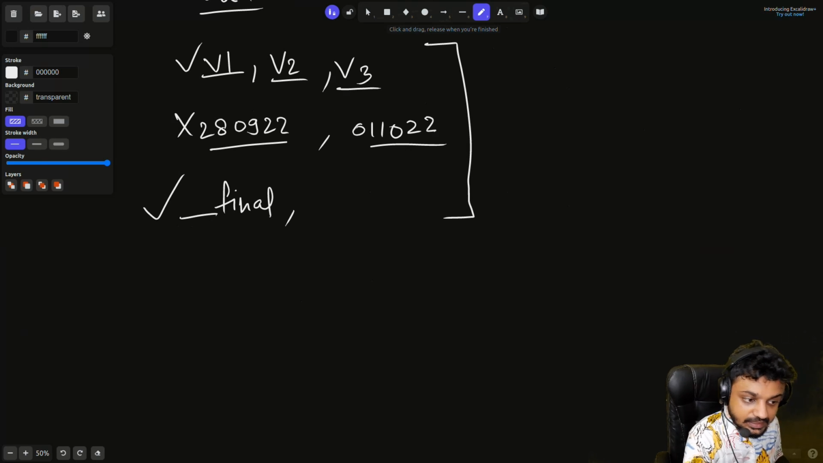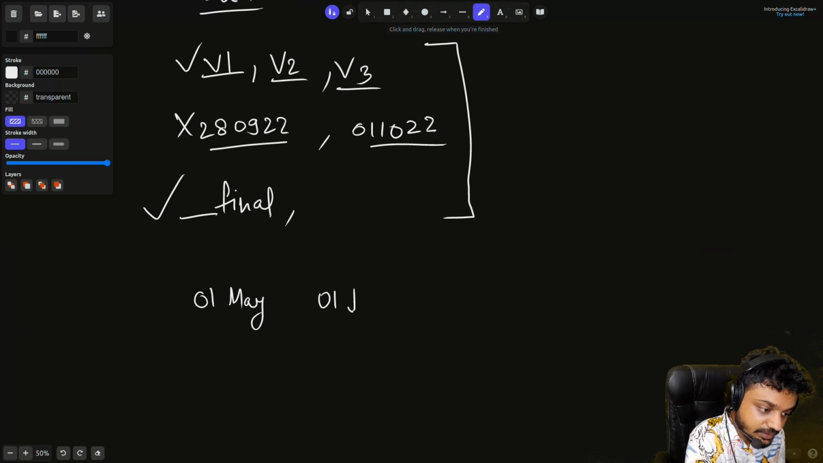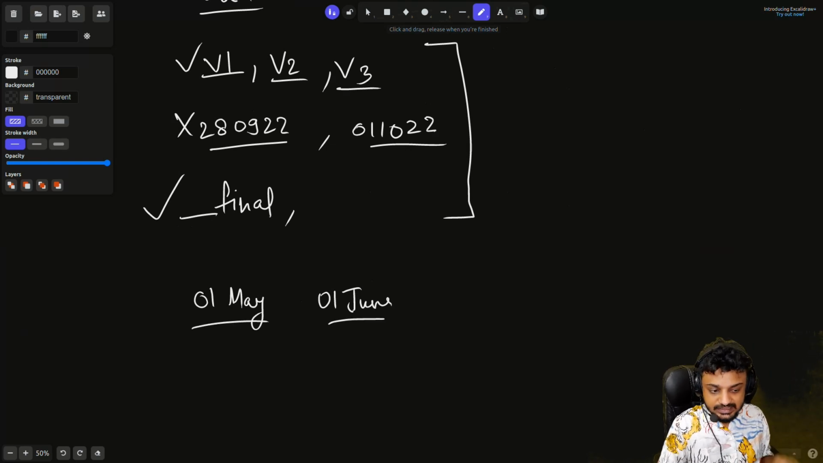I'm creating the folders with the name of 01 May, and then 01 June, and something like that. So I'm creating some directories, and inside these directories I'm maintaining the versions that I had on that particular date, or it could be anything, right? So I have these directories. Inside those directories I have some files.